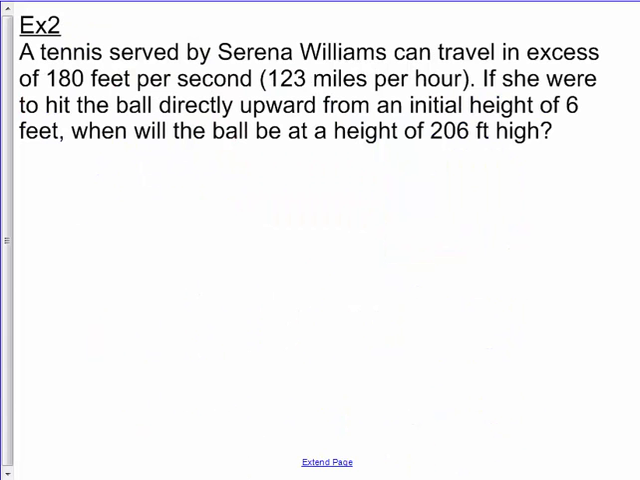So, example 2 here says, a tennis ball served by certain players can travel in excess of 180 feet per second, 123 miles per hour. It says if she were to hit the ball directly upward from an initial height of 6 feet, when will the ball be at a height of 206 feet?